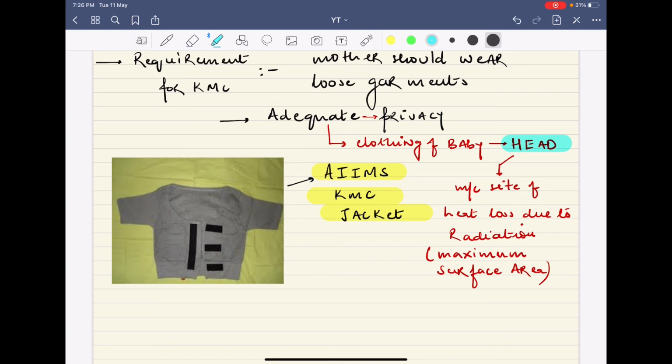Now, another thing which is given in your textbook, that is OP Ghai, is this jacket. This is a special jacket designed by All India Institute of Medical Sciences for providing kangaroo mother care. In this jacket the baby is placed, and you see here, there are approximating pads which are provided so that this jacket is closed and the baby is held in close proximity with the mother's chest. So this is the special jacket.